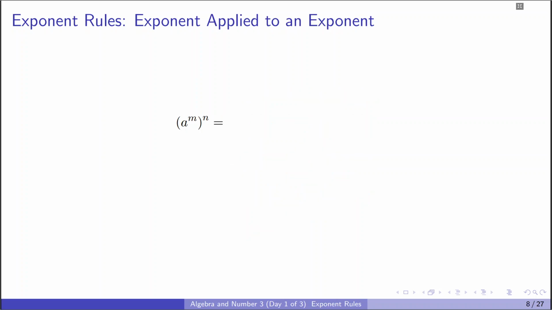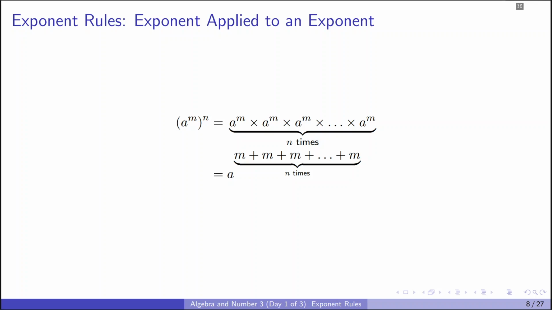Now the rules for exponents applied to exponents. We're going to end up just multiplying the exponents together. That's because we have n copies of a exponent m. So that's a to the exponent, m plus m plus m plus m. We've got n copies being added. So that is a exponent m times n.